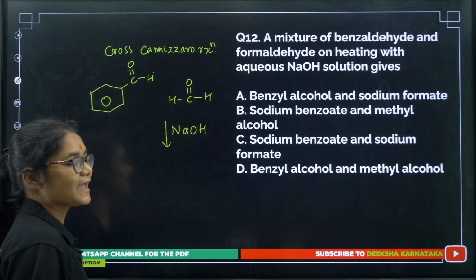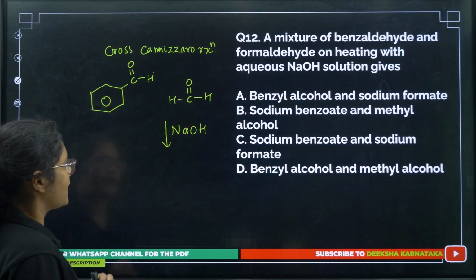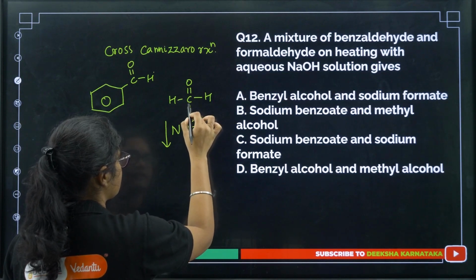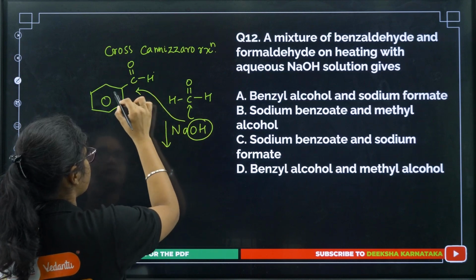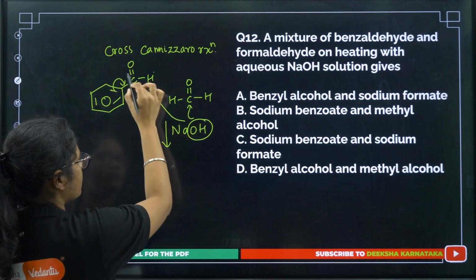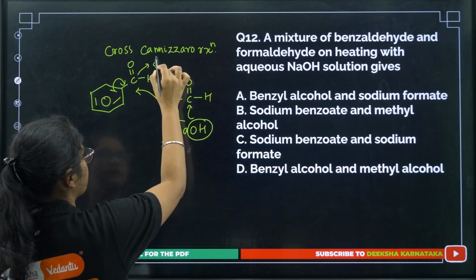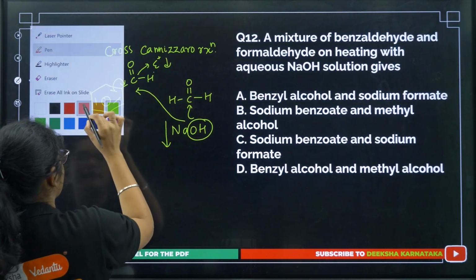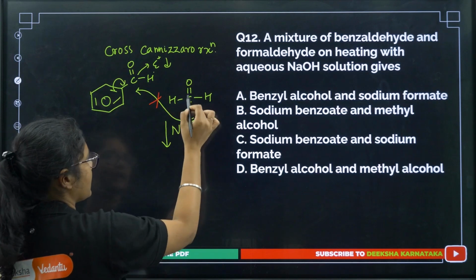Okay, crossed Cannizzaro reaction. Now what happens here? This OH minus has to attack either here or here. Now if you see, there is a benzene ring here, so electrons will move from here to here, so this carbon's electrophilicity is low. That is why this OH will not attack on this one, rather it will attack on this one.